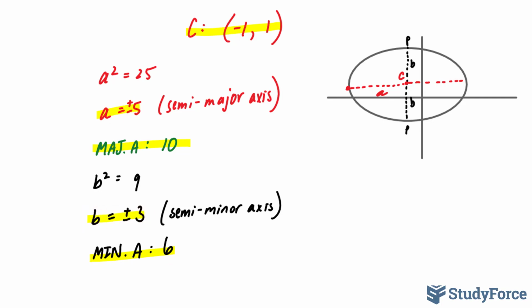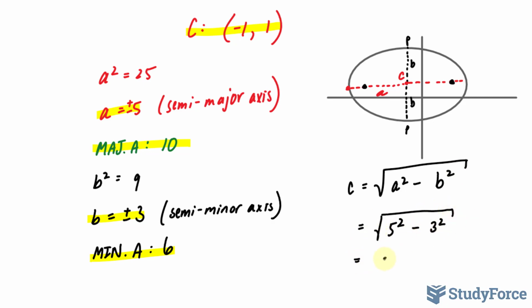Using our A and our B, we can actually find out the coordinates of the focus. And the focus will lie somewhere in between here and here. Let's find out the exact coordinates. To do that, we'll use the formula c = √(a² − b²). We know what A is. 5² − 3², 25 − 9. This gives us ±4. So the distance from the focus to the center is 4.